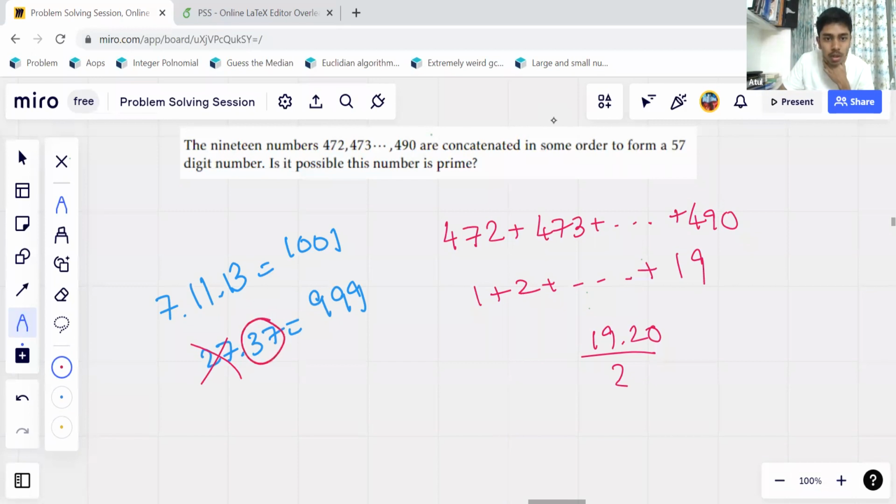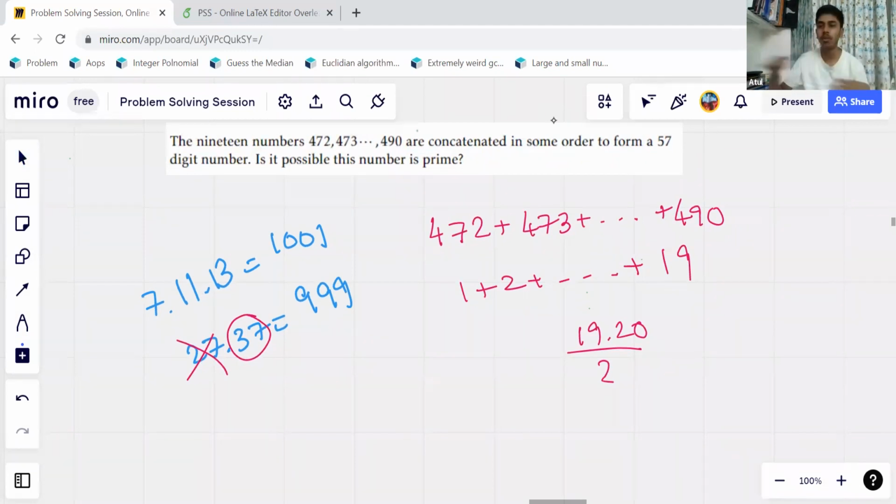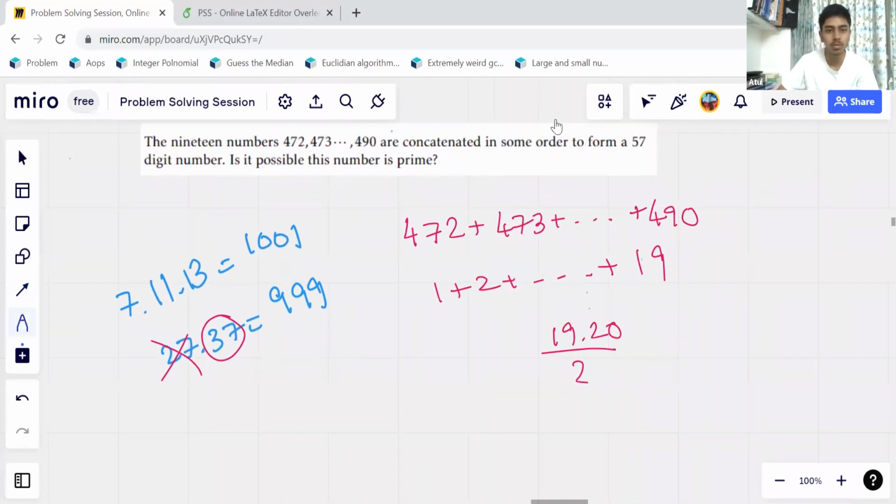So I guess we can look for 37. If not, then 7, 11, 13. Because for 7, 11, 13 you'll have to look at this alternating sum, and since you're allowed to place these numbers in any order, you can change that sum. So you can't necessarily ensure it's always divisible by one of those. 37.